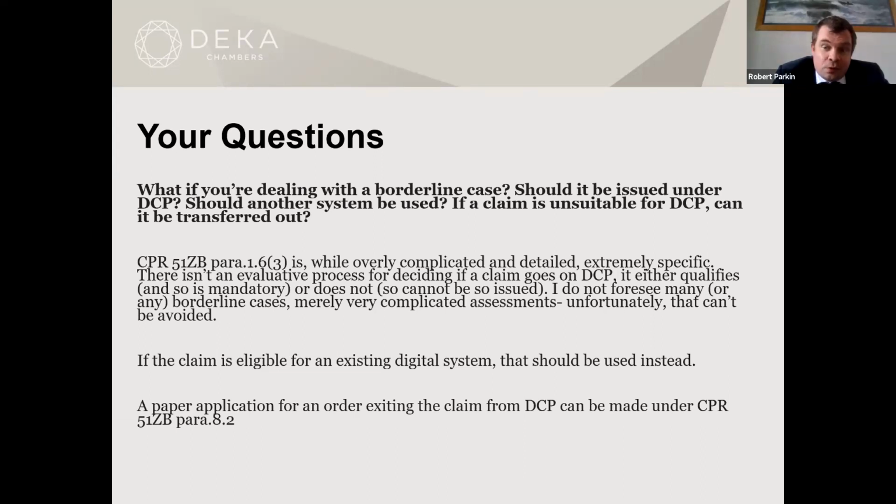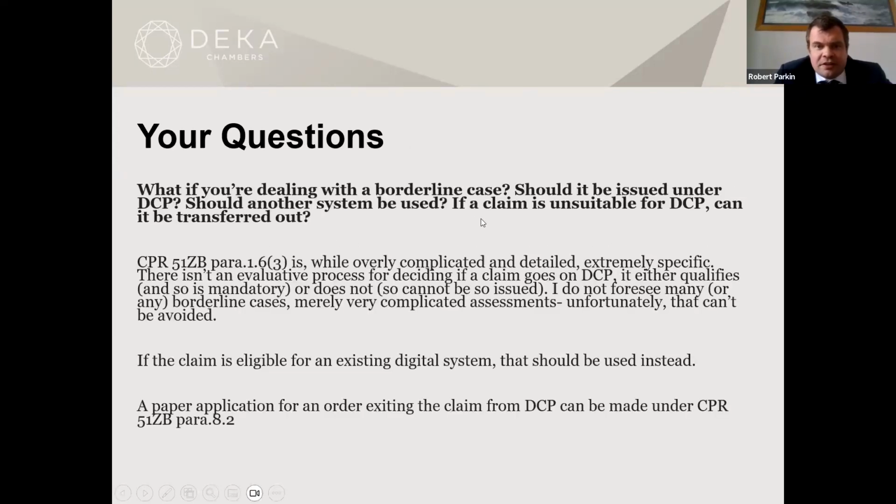If a claim is eligible for an existing digital system, in answer to the person who put that question, that system should be used instead. We're thinking MCOL or the production centre here. The reason for that is the DCP rules say so specifically, at least for now. One wonders if they won't all be consolidated at some point in the future. How do you come out of the DCP? Well, you can make a paper application under paragraph 8.2 of the practice direction.